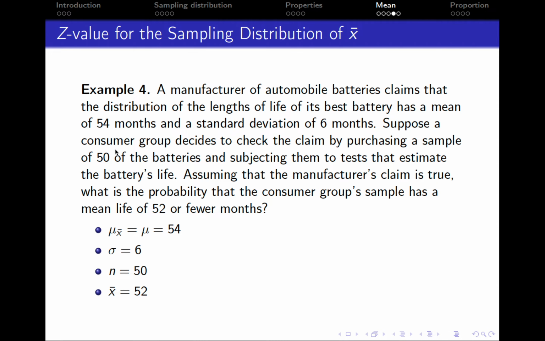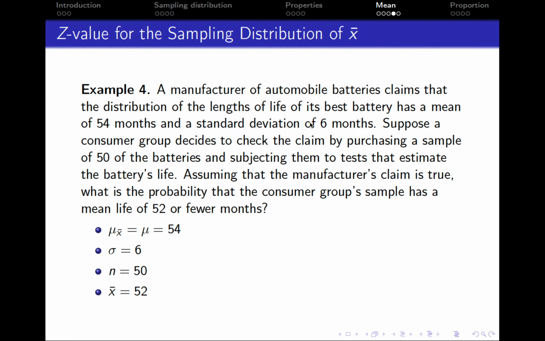So from this example, we can get a number of pieces of information. First of all, the mean of the sampling distribution is equal to the population mean, and in this case it will be equal to 54 months. So it is equal to what an automobile batteries manufacturer claims to be true, that the true mean life of its battery is 54 months. We also know the standard deviation that the manufacturer is claiming to be true for all its batteries, so for the whole population of its batteries, is 6 months. So sigma is equal to 6.